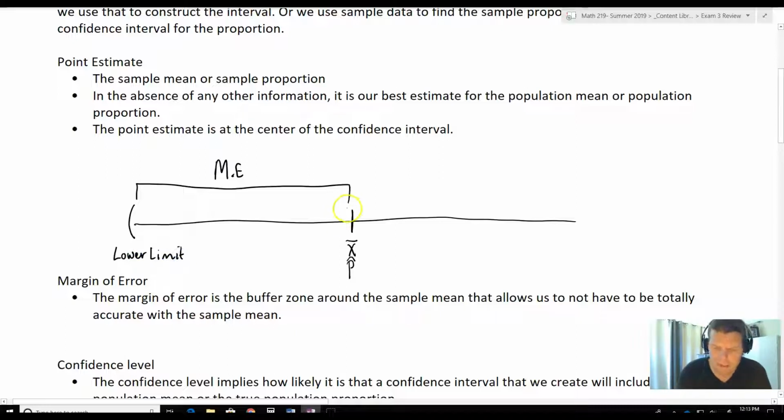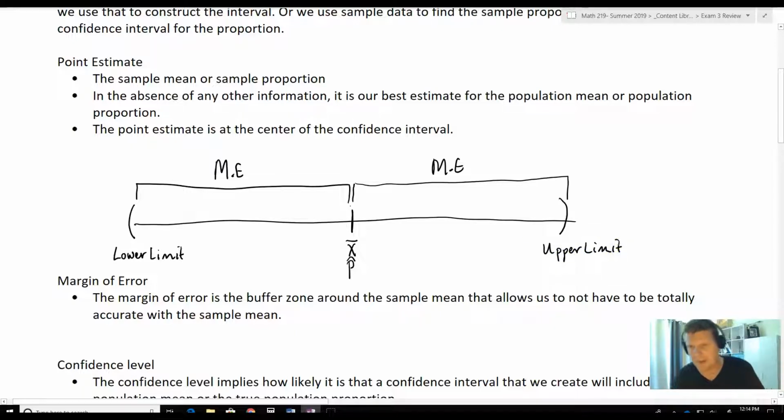So from the sample mean or sample proportion, the point estimate, to the lower limit, that distance is the margin of error. And because we want to be symmetric, if we go greater than the point estimate, we're going to go the same distance, the margin of error, and that's going to be our upper limit. And I'm going to give you some examples of how this works in later videos. So that's basically what a confidence interval is.